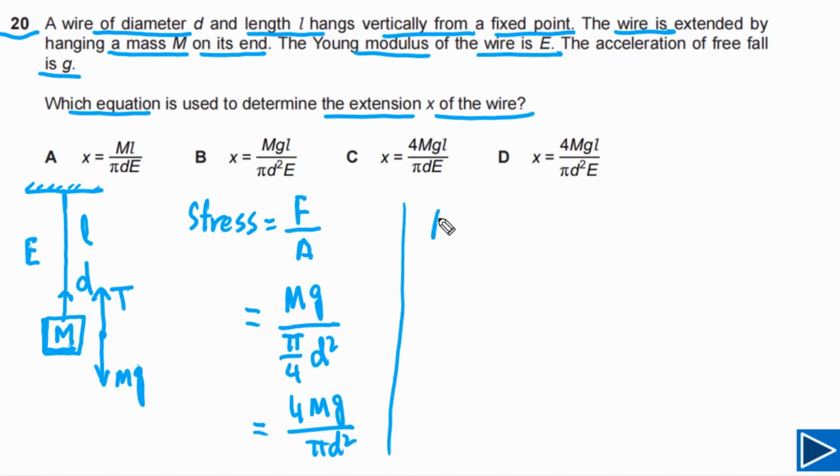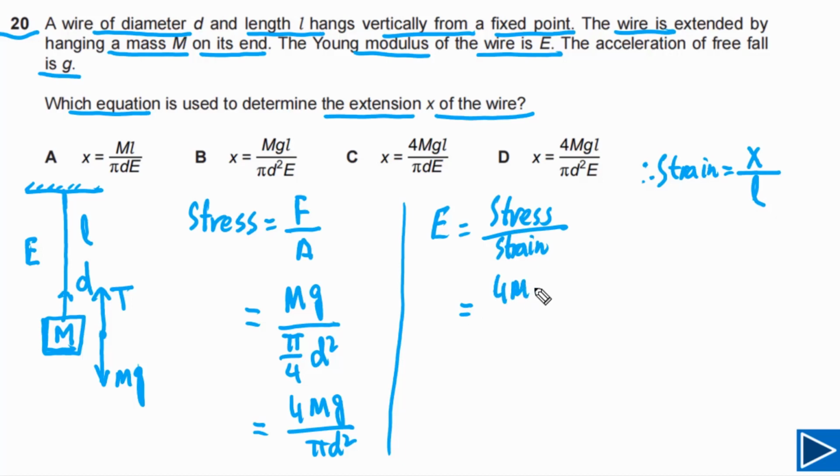Now we need to find the relationship between Young's modulus, stress and strain. Simply we can say Young's modulus is equal to stress over strain. But strain is equal to extension over L naught. Extension in this case is x and the length of the wire is L. So this is strain. Now simply we need to plug in values. For stress we can write down this is 4 mg divided by pi d squared, and this whole has to be divided by strain, and strain is simply x over L.